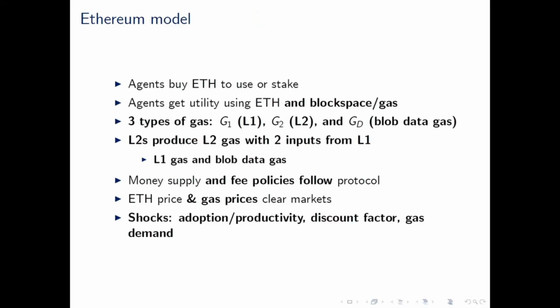Compared to the first simple model we've seen, everything that's in bold is added for Ethereum. There's still some money that's used or staked. There are agents that get utility, but not just from money now, but also from block space. There are three types of gas.